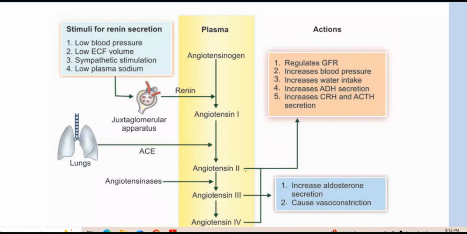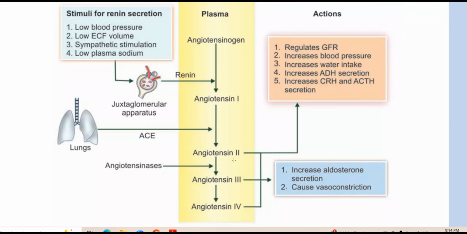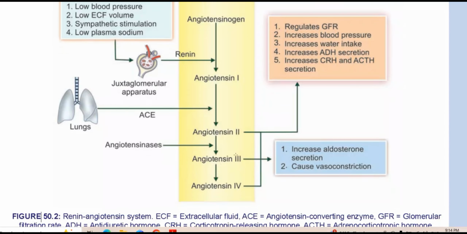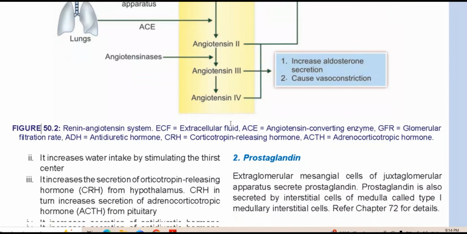Now angiotensin 2 increases ADH secretion, increases water intake, increases the blood pressure, and regulates the GFR. With the help of angiotensinase, angiotensin 2 is converted to angiotensin 3, and then successively to angiotensin 4. So angiotensin 3 and 4 increase aldosterone secretion, and thereby increase sodium and water retention, and cause vasoconstriction. In this way, the renin-angiotensin system can regulate the blood pressure, the ECF volume, and also the GFR.